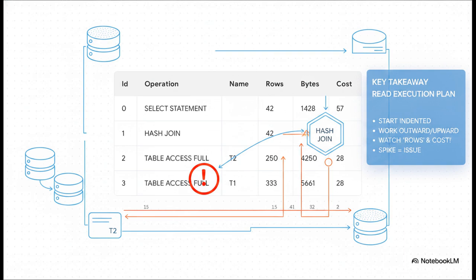As you read through this, you want to keep your eyes glued to the rows and cost columns. If you suddenly see an unexpected, massive explosion in the rows column, you've just found your first major clue that something is terribly wrong.